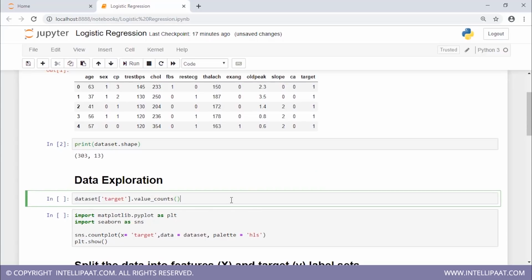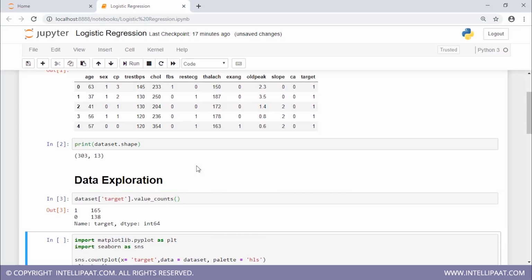Now let me have a glance at the value counts of this target column. The value counts tell me the frequency of these two values, 1 and 0. So there are 165 records where the value is 1, and 138 records where the value is 0. This means that in this dataset there are 165 patients who have heart disease and 138 patients who do not.